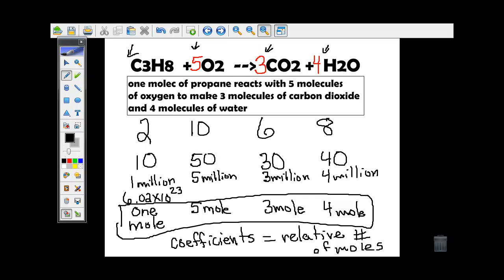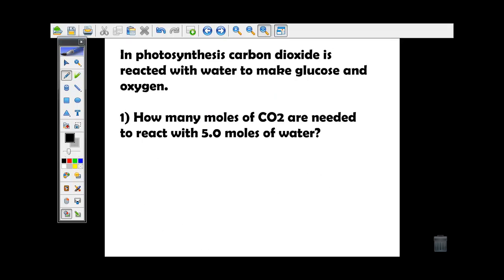The coefficients give us moles. Yes they do. Next page. Alright, here's our first real problem.